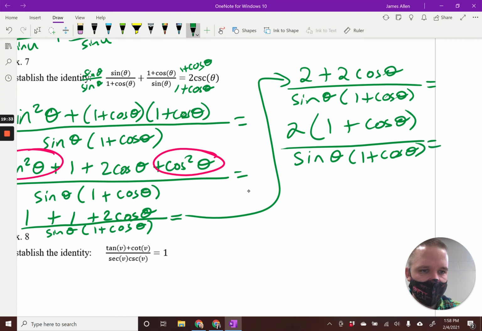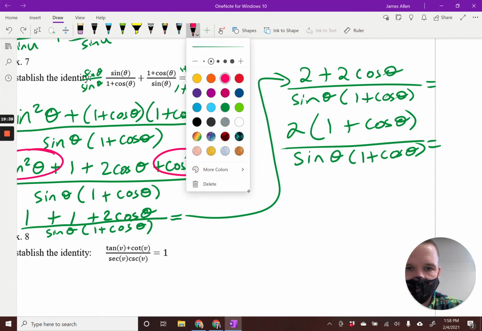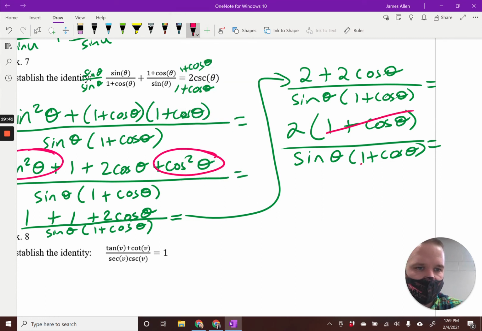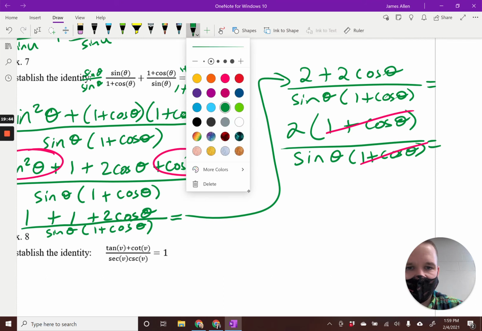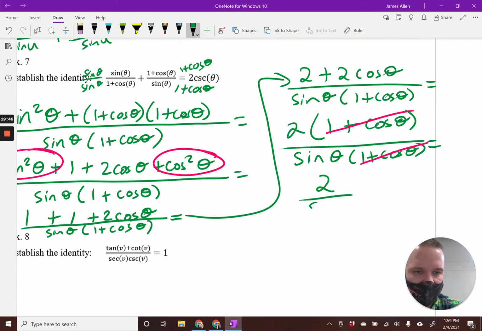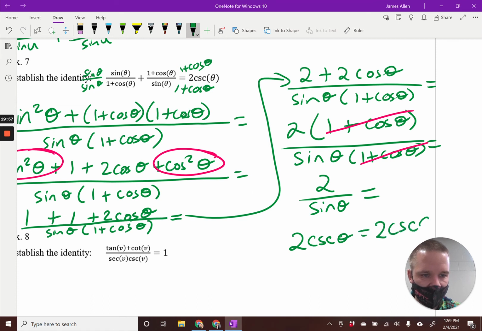Look at that. We got some cancellations. Hold up. Pink marker. Now I have 2 divided by sine of theta, and you already remember this from one of the previous problems probably. That is 2 cosecant theta, which is equal to 2 cosecant theta. We have now proved that that messy left-hand side equals 2 cosecant theta. We are done. All righty.